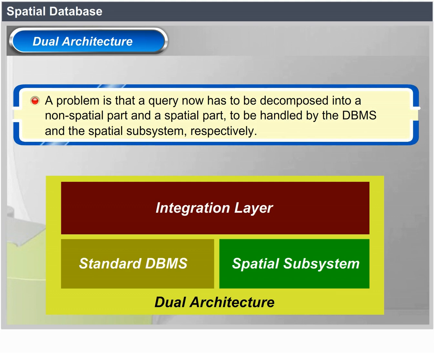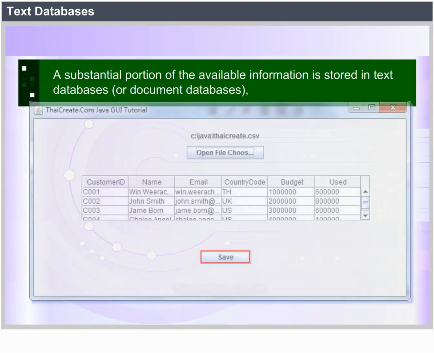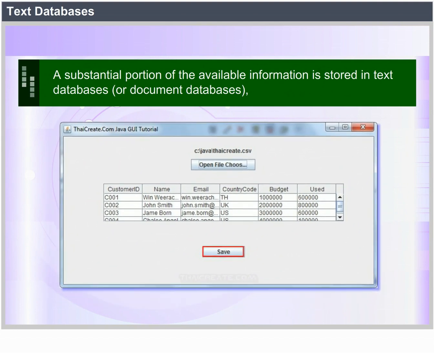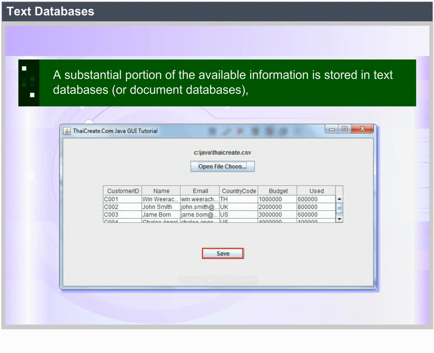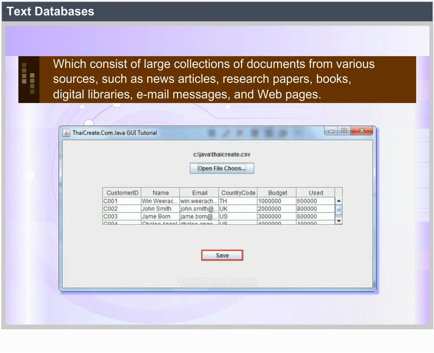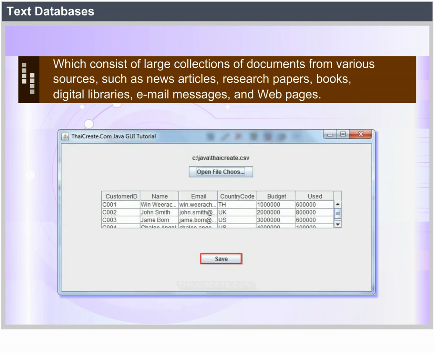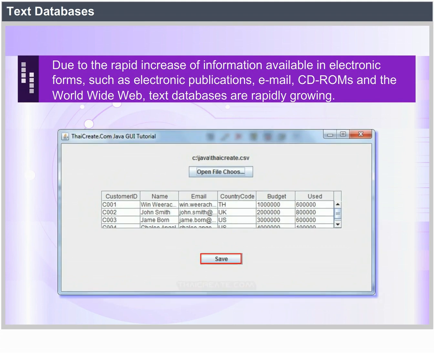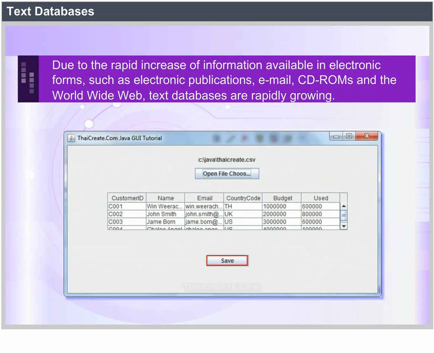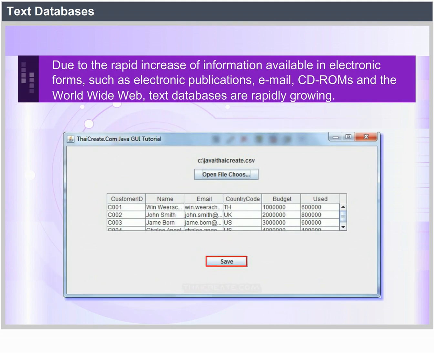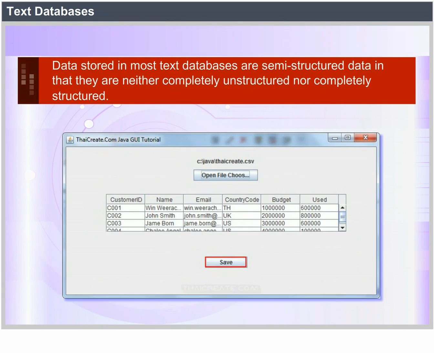Text databases. A substantial portion of the available information is stored in text databases or document databases, which consist of large collections of documents from various sources such as news articles, research papers, books, digital libraries, email messages, and web pages. Text databases are rapidly growing due to the increasing amount of information available in electronic forms such as electronic publications, email, CD-ROMs, and the World Wide Web. Data stored in most text databases are semi-structured data in that they are neither completely unstructured nor completely structured.